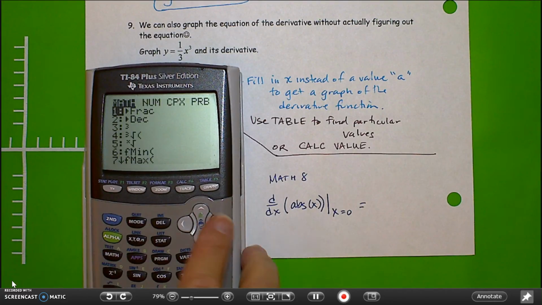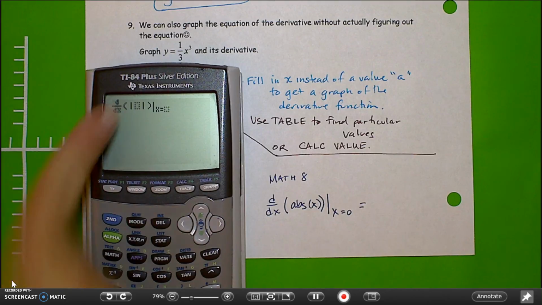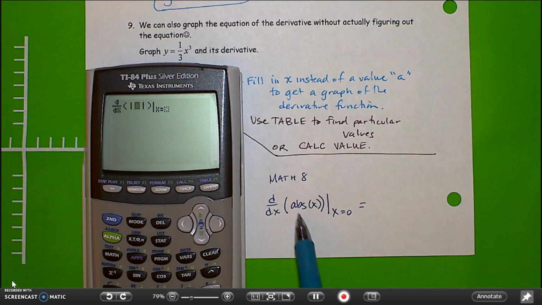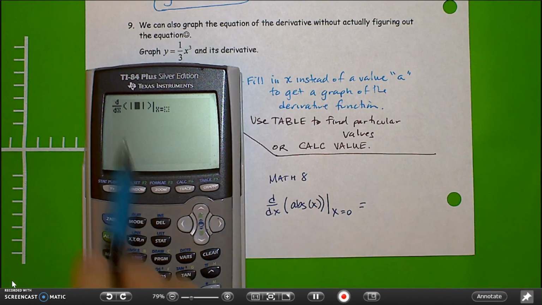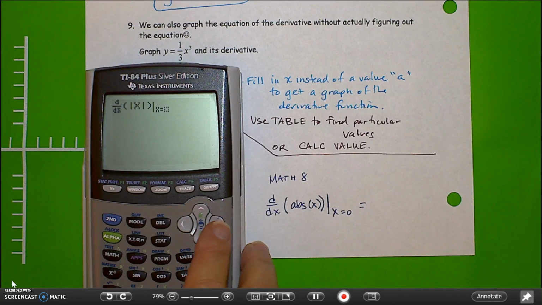Absolute value, if you go to math number, it's the first choice there, absolute value. And on the older calculators, it'll write ABS with parentheses. The new operating system actually uses absolute value symbols. So we just want the absolute value of x, and we want it evaluated at x equals 0. And your calculator says it's 0.